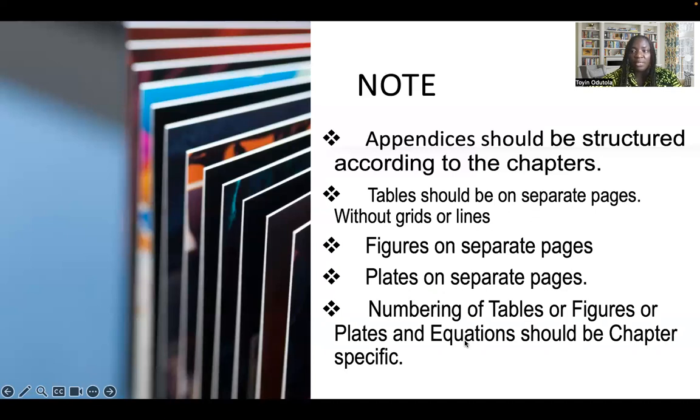So if you're in chapter 1, your tables must be numbered from table 1.1, which is the first table in chapter 1, table 1.2, the second table in chapter 1. Table 3.4 will be the fourth table in chapter 3. Figure 5.1 is very unlikely, as you rarely have figures in conclusion and recommendation. So let's go back to chapter 4: figure 4.2 will be the second figure in chapter 4.